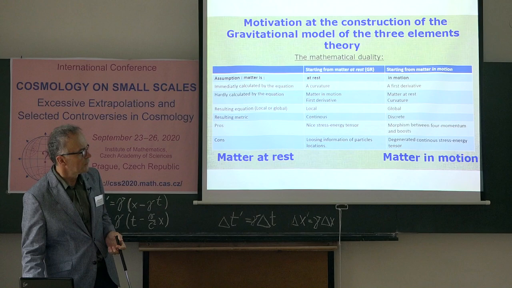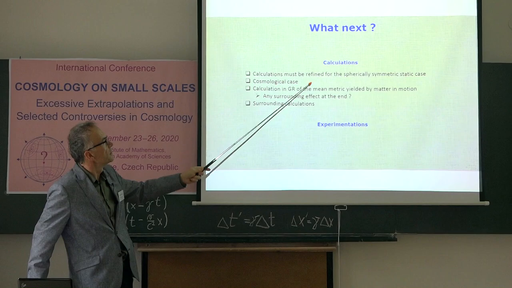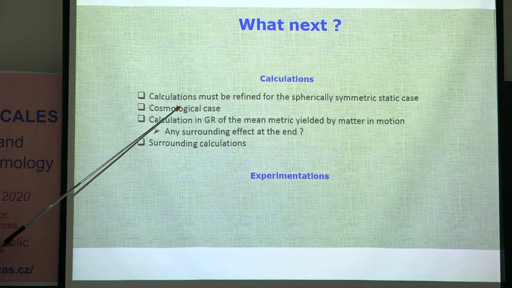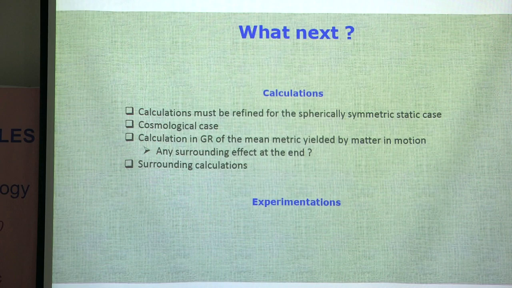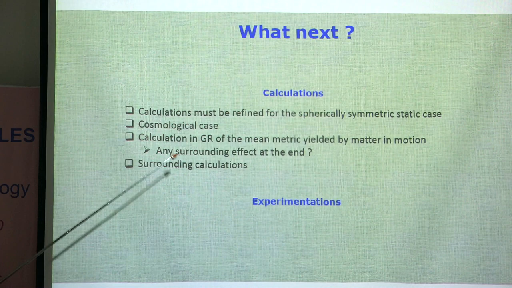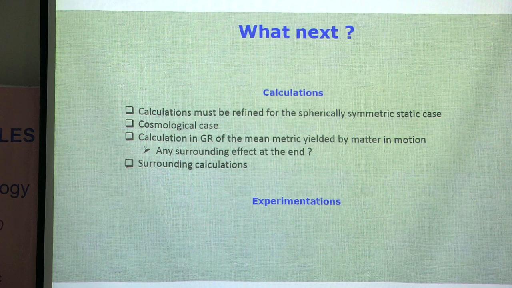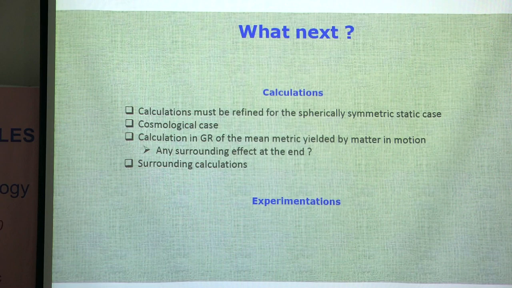Okay, so this was it. Now, what next? As I said, there is remaining work. The calculation must be refined. There is a cosmological case. The gravitational model of Friedman theory probably calculates an expansion, but I have to do this calculation. I am quite confident, but I have to do it. This is another idea of calculation of GR. In GR, there are many ideas of calculations suggested by the model. Surrounding calculations, of course: the surrounding model is not complete, not explored theoretically. And of course, experimentation.